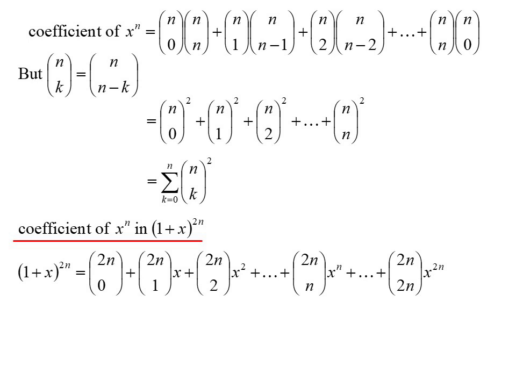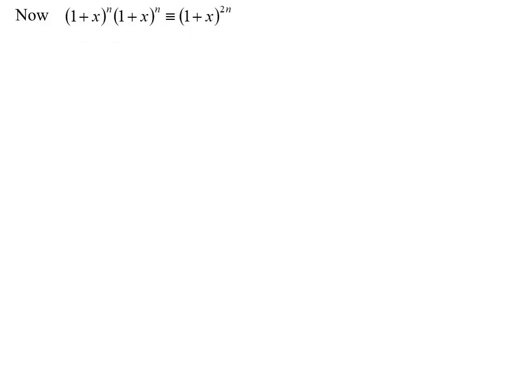Well, that's just our binomial expansion. We're looking for the term that has x to the power of n, which would be somewhere in the middle. It would have a binomial coefficient of 2nCn. There it is, right there. Okay, they're the same, therefore the coefficients are the same.